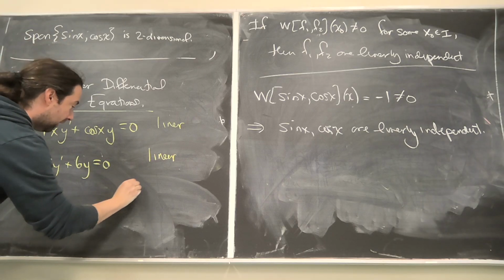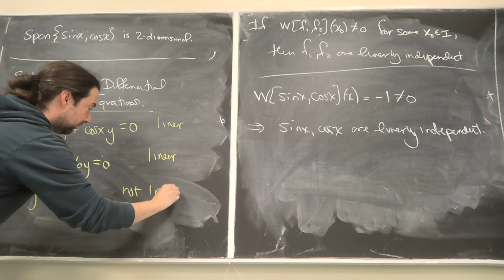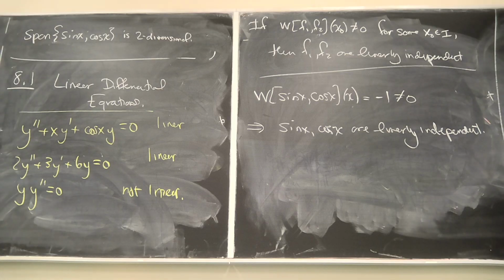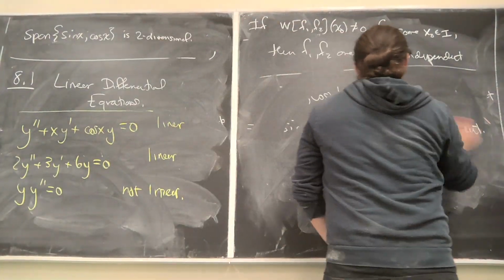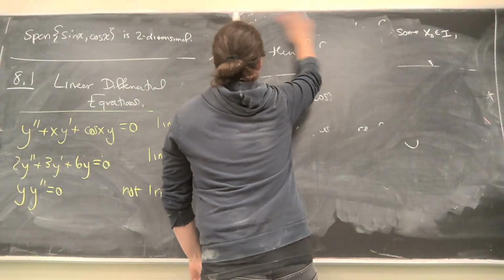This last one is not linear. So when you're thinking about linear equations, what I want you to think is that it's linear combinations of the derivatives of y. I can't have products of the derivatives, and I can't have powers of the derivatives. Every single type of differential equation that has that feature is called a linear differential equation.